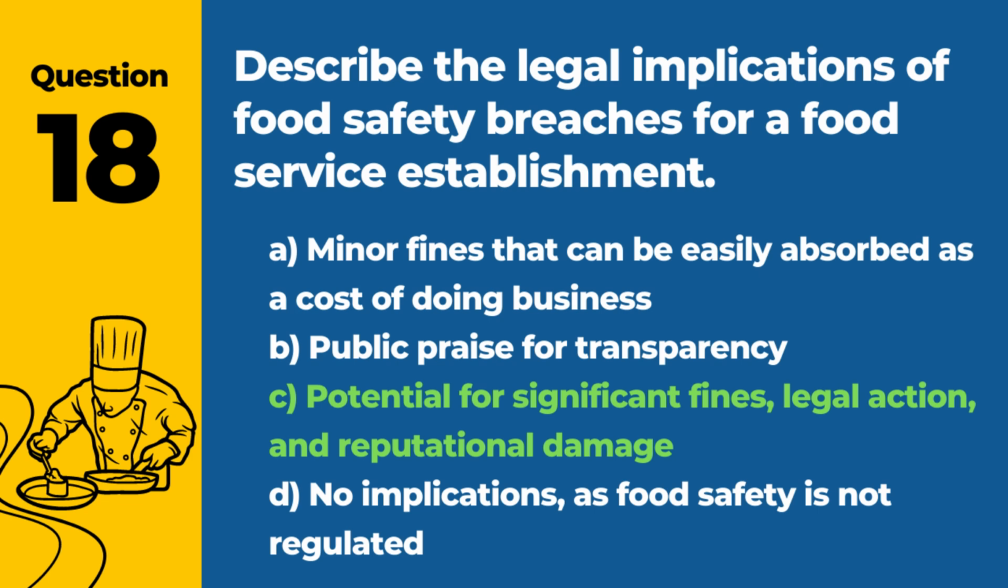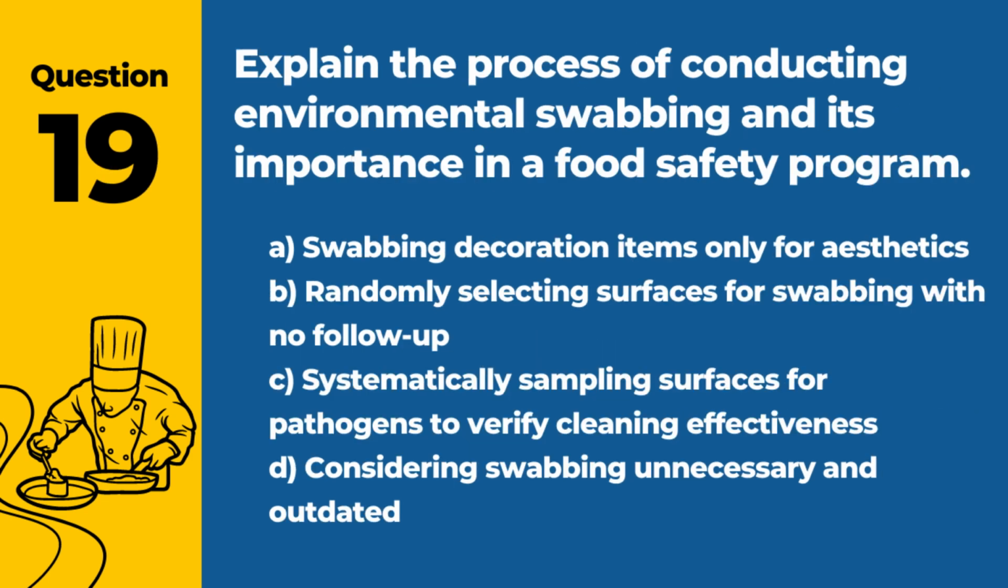Breaches in food safety can lead to severe legal and financial consequences for establishments, including fines, lawsuits, and damage to the business's reputation. Question 19. Explain the process of conducting environmental swabbing and its importance in a food safety program. A. Swabbing decoration items only for aesthetics. B. Randomly selecting surfaces for swabbing with no follow-up. C. Systematically sampling surfaces for pathogens to verify cleaning effectiveness. D. Considering swabbing unnecessary and outdated.